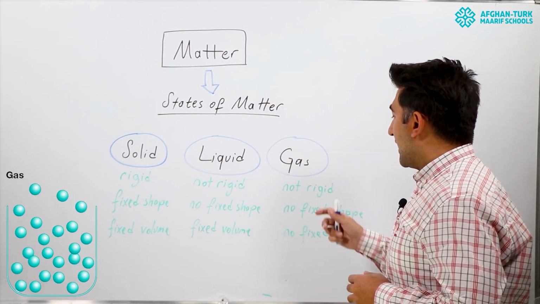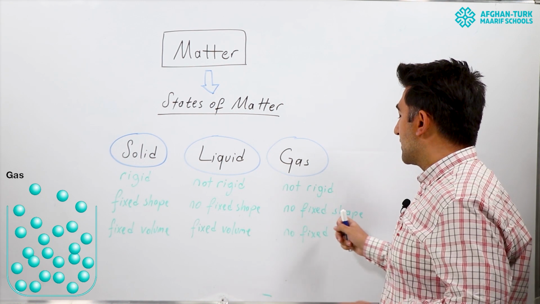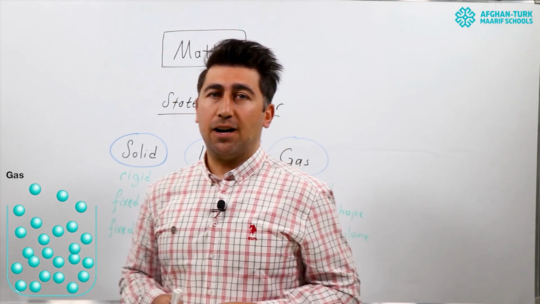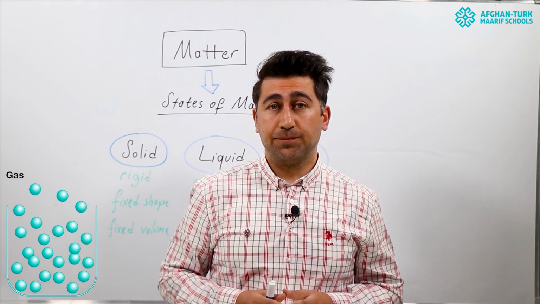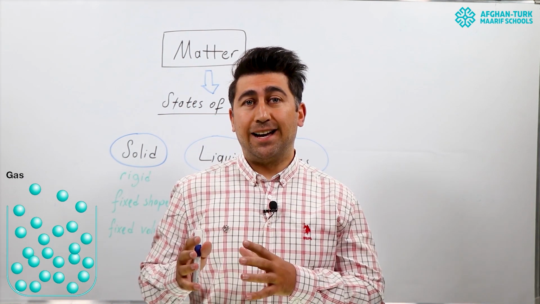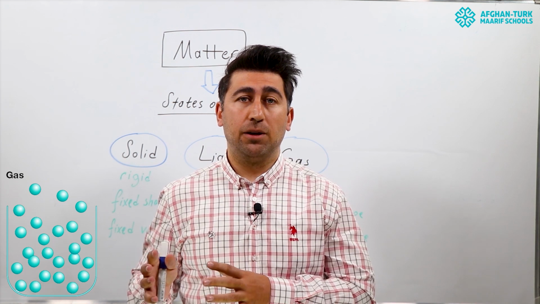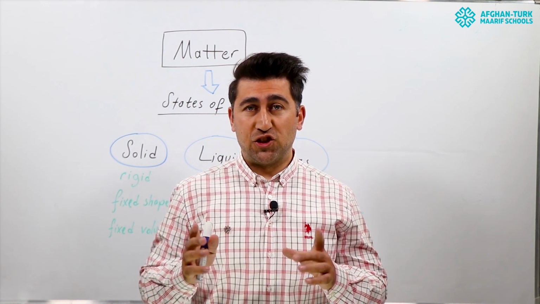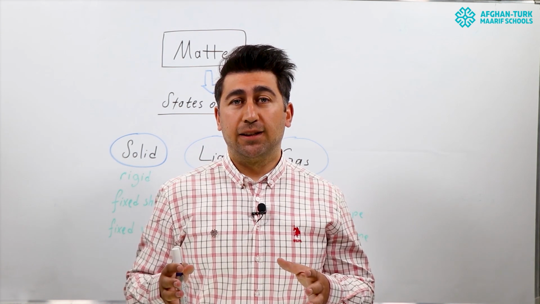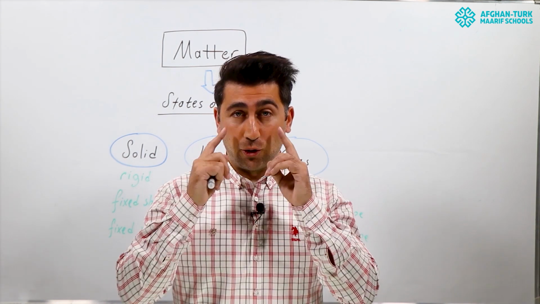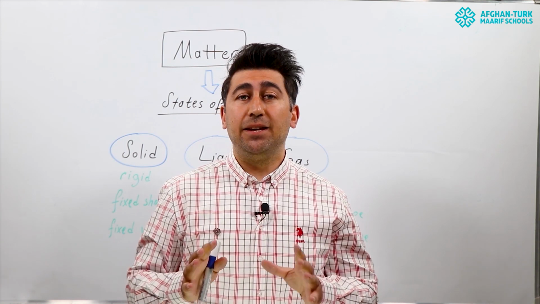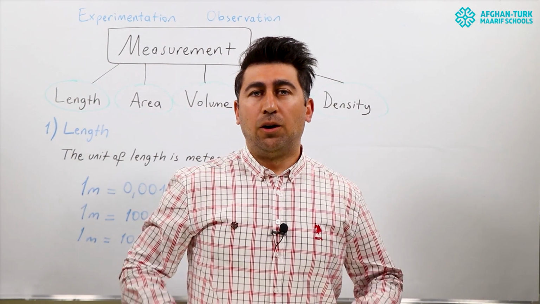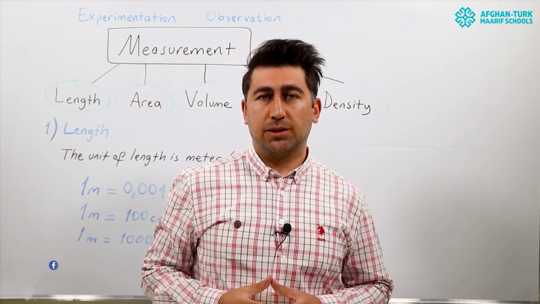How about gases? Gas, not rigid, no fixed shape, and no fixed volume. In gas, the particles are quite far away from each other, so that gas doesn't have definitive shape or definitive volume. But please be careful. Just because we don't see some types of gases with our eyes, it doesn't mean that they are not matter. They are matter. Okay, let's continue with measurement.